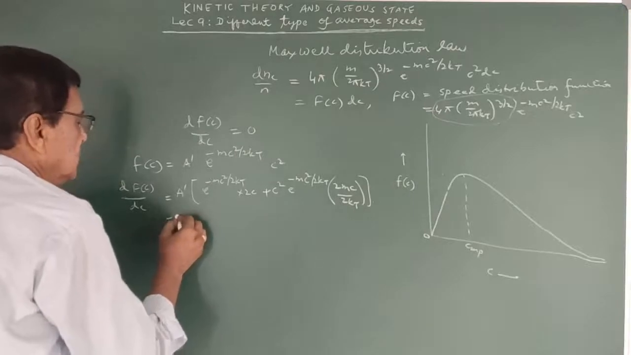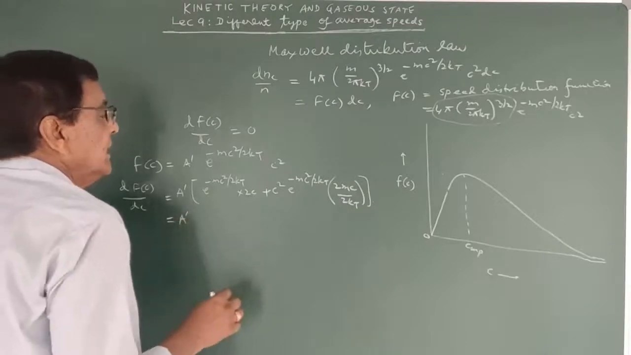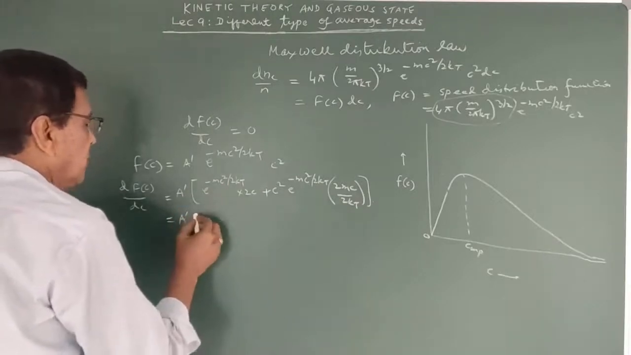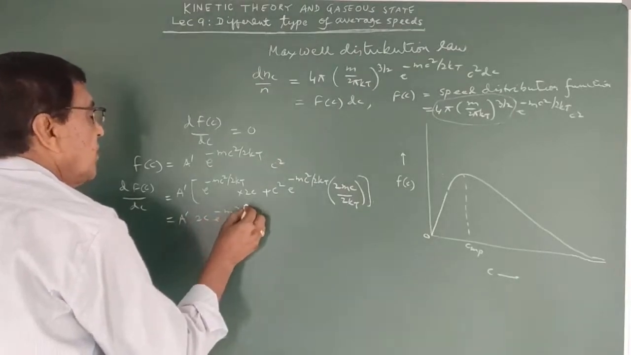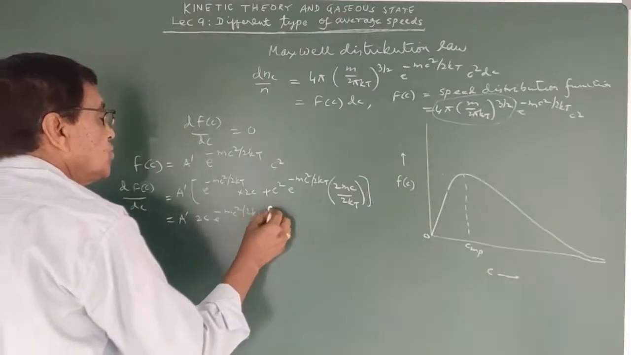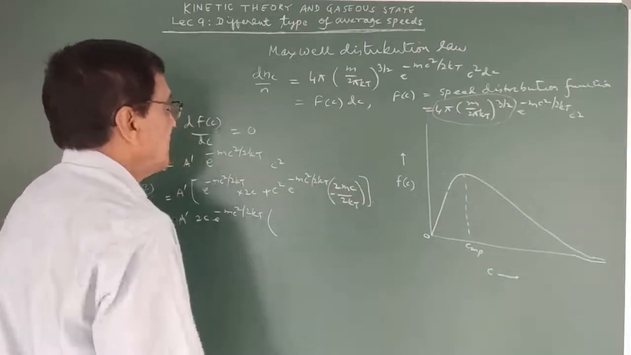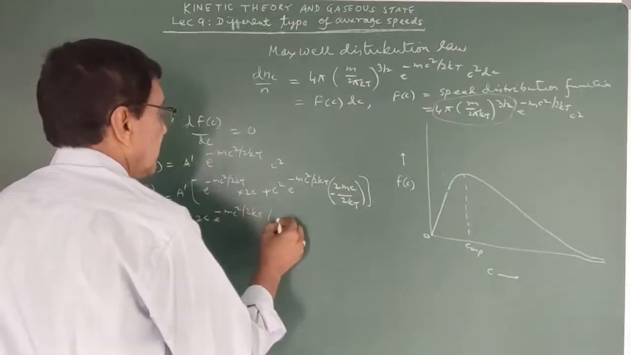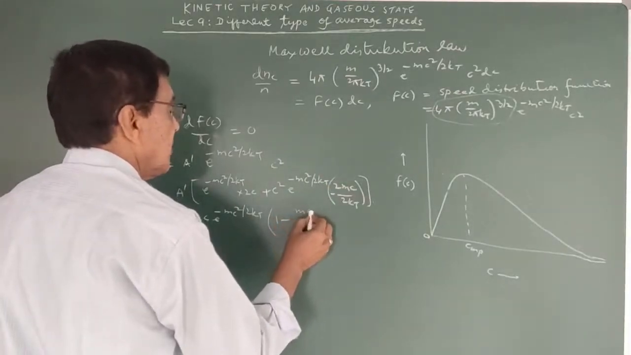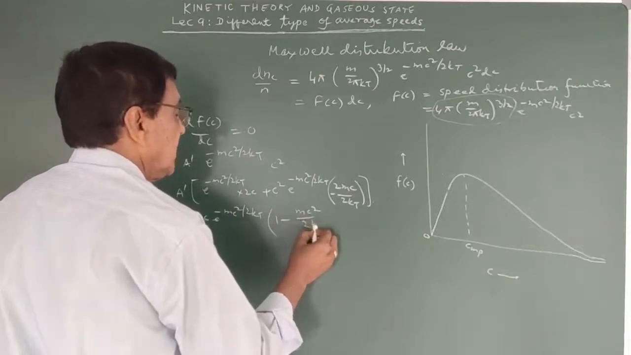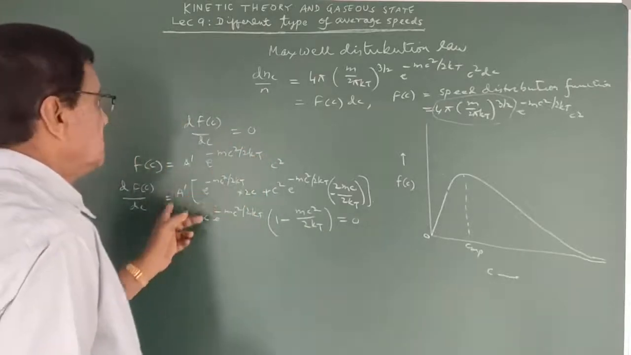So this one is actually A dash constant, and you can take the common twice c and e to the power minus mc² by twice kT, and so in this case here it is minus, so 1 minus 2c constant, so mc² by twice kT, equal to 0 if we put this condition for the maximum and minimum here.